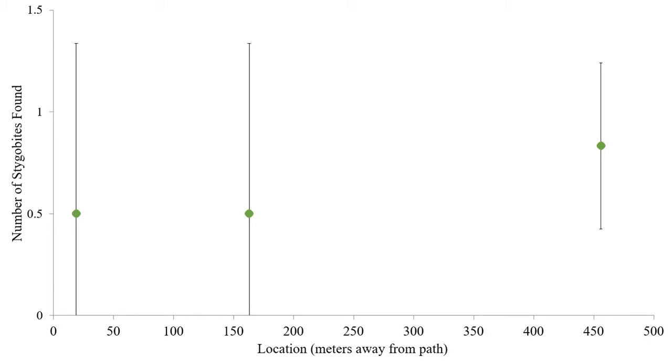And my results, on the x-axis I have location in meters away from the path, and on the y-axis I have the number of stegophytes found. The first 2 locations had the same average number of stegophytes found, but the last location had a higher average and a lower standard deviation. And I ran an ANCOVA on this because of the 2 independent variables that I had, and for location, I got a p-value of 0.3020, meaning that location did not have an impact on the number of stegophytes found.